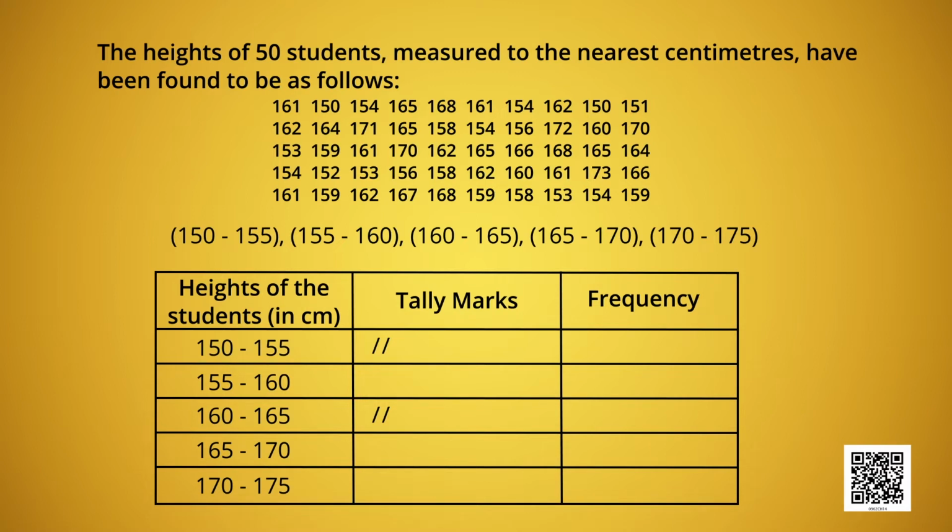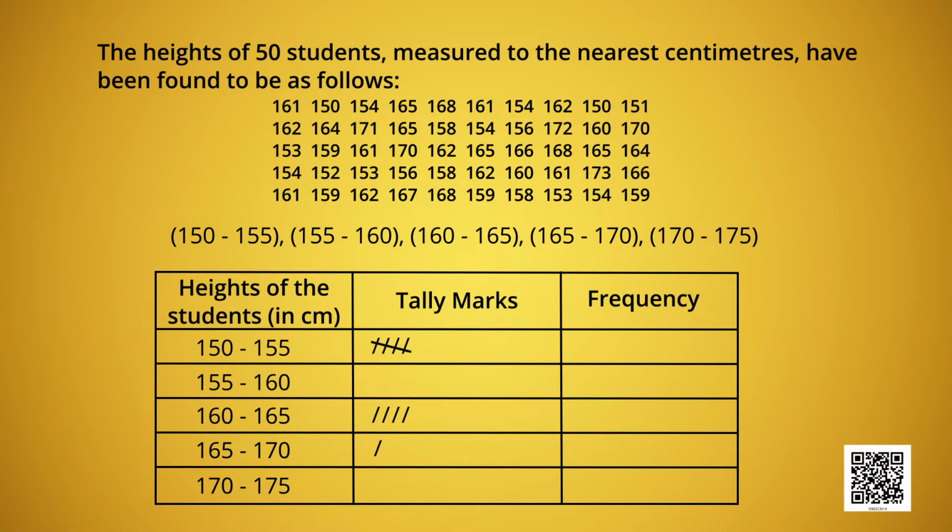The next reading is 168. So here we will keep it between 165 to 170. So here there is a tally mark for it. 161, it should come between 160 and 165. So tally mark will come here for it. 154 here. 162 between 160 and 165. Here it will come. 150 again in the first class. 151 again in the first class.